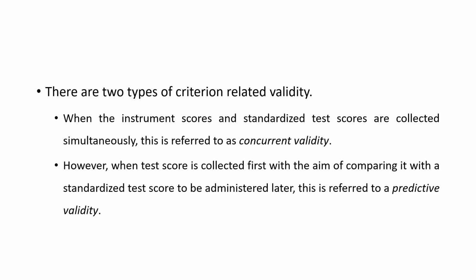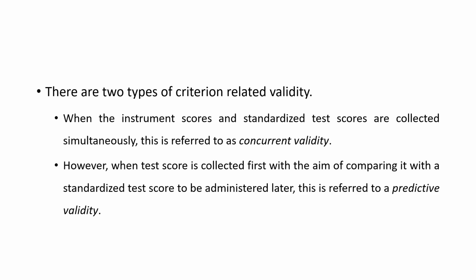So here, both the one you develop as a teacher and the standardized instrument are given together to the respondents to respond to. After computing the Pearson product moment correlation coefficient, if the score derived is as high as 0.7 to 1, then we say it has concurrent validity.